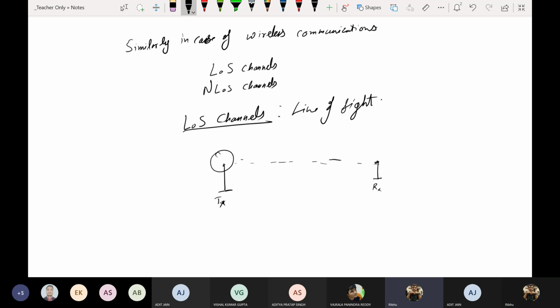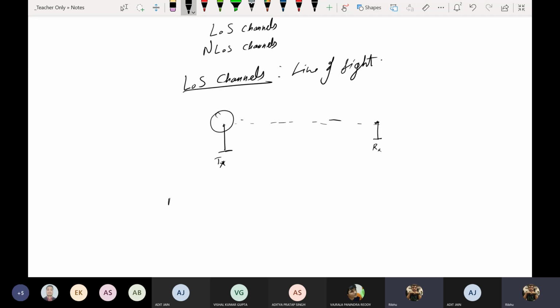Yes, sir. So apart from line of sight links, there are something called non-line of sight links that dominate our wireless communications. And these are via three media.